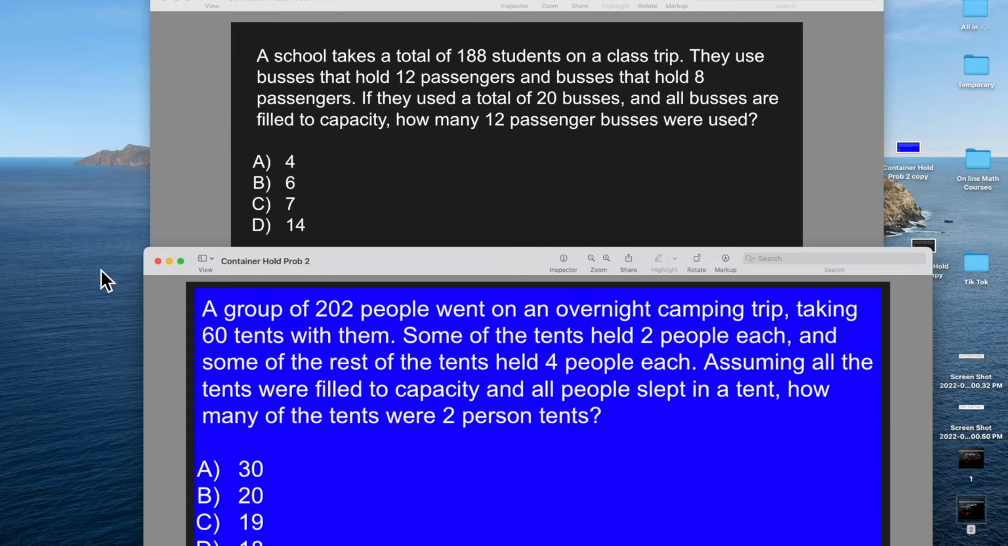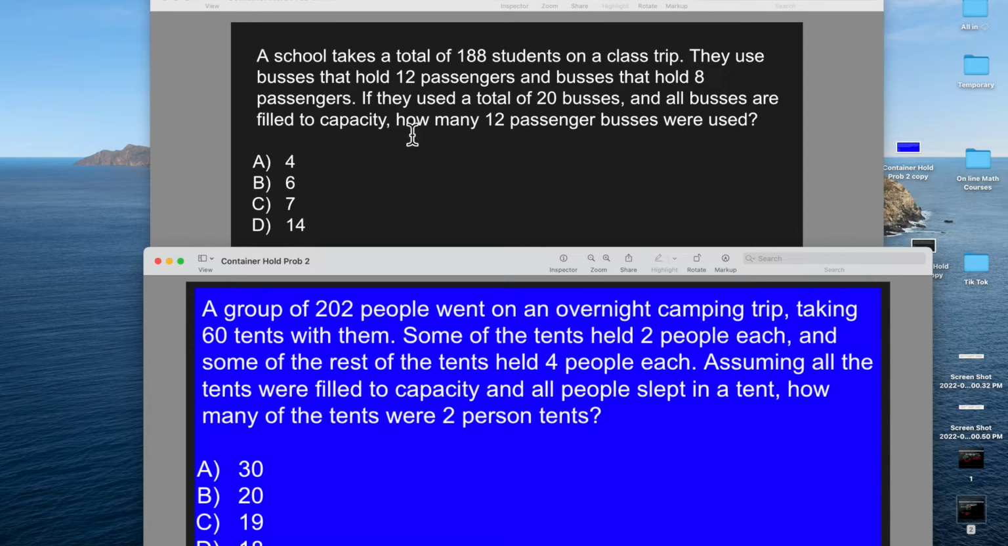Now that we've gone through some intuition on container problems, let's look at a couple of examples. I'm going to show these two together at first, and then we're going to look at them individually. So let's look at this black one here. A school has a total of 188 students on a trip. They use buses that hold 12 passengers. I'm going to refer to these as large buses, and buses that hold 8 passengers, small buses. They have a total of 20 buses, and they're all filled to capacity. How many 12-passenger buses were used?